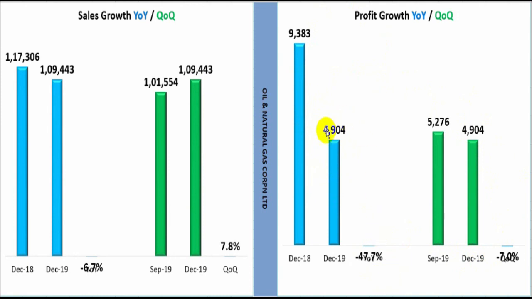And because of this fall of 47% YOY, we also see a huge drop in its market cap, as we saw earlier when we analyzed the profit and loss account and balance sheet, how the market cap has dropped from 2 lakh crores to somewhere around 70,000 crores.